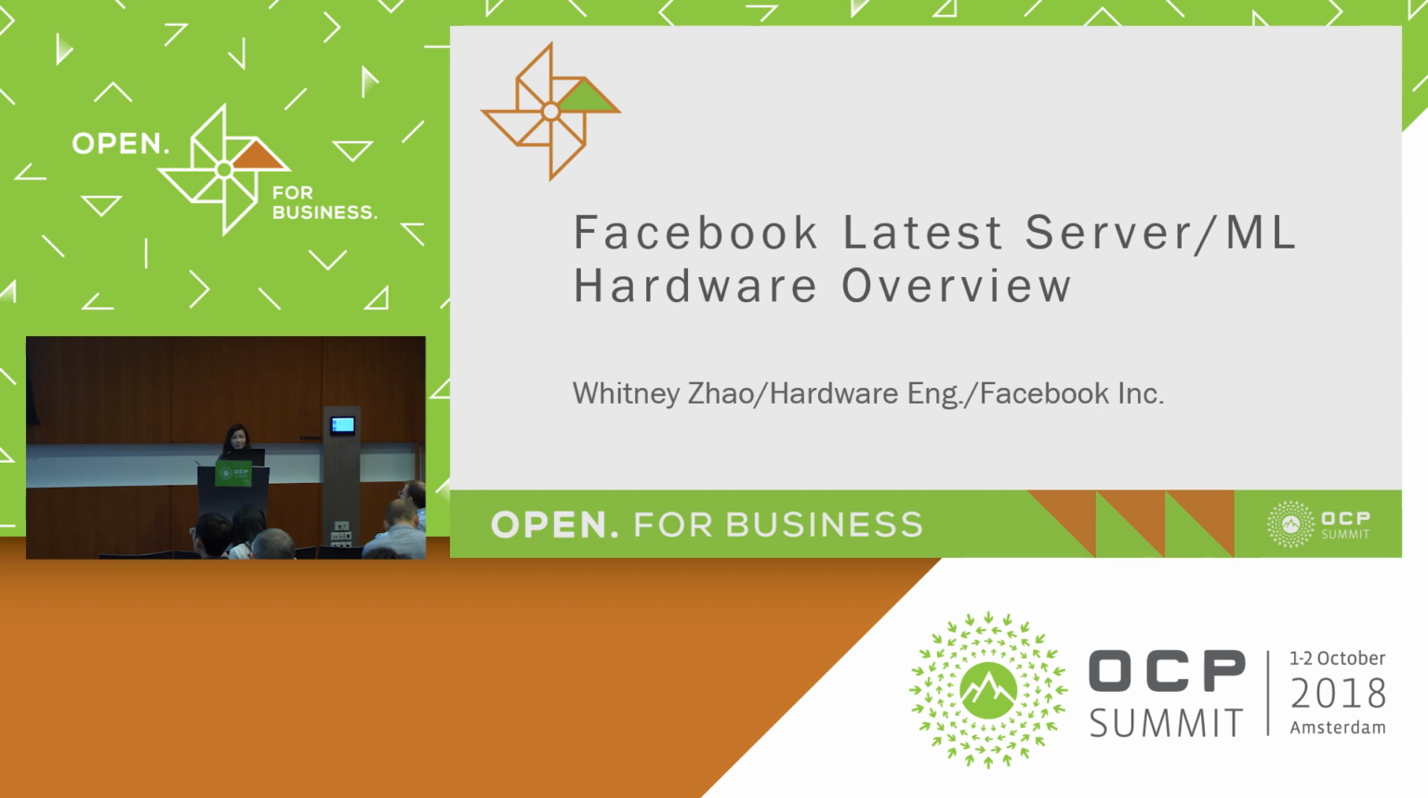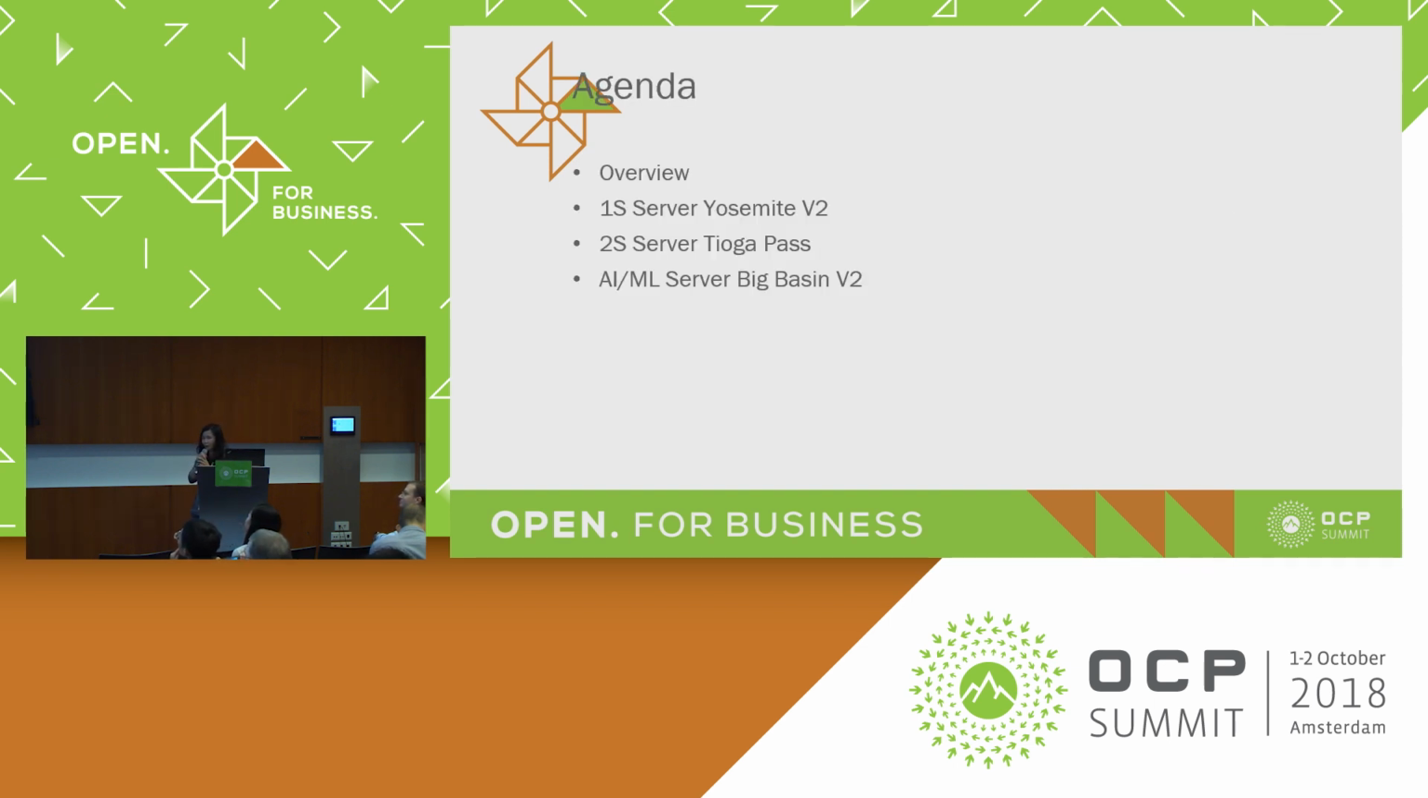In the next 20-25 minutes, I'm going to talk about Facebook's latest servers and machine learning servers as well. I'm going to do a quick overview of Facebook's hardware, and I'm going to cover these three major servers that we're deploying to our data center today. So we have a one socket server, which is a low power SoC card. This is mainly for our web-based services. And then we also have a two socket server, Tioga Pass. This is a high performance server with high memory and also high I/O, deployed for services with high compute, high memory, and high I/O demand.